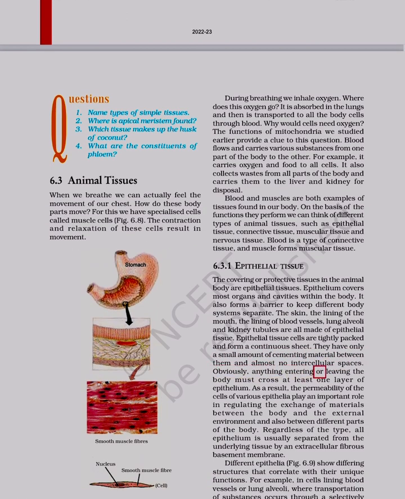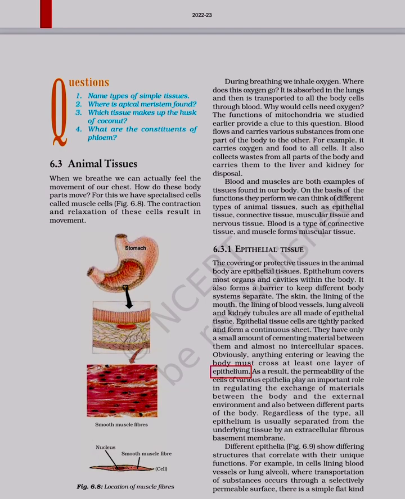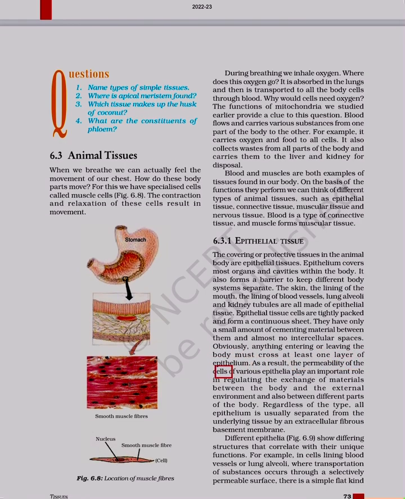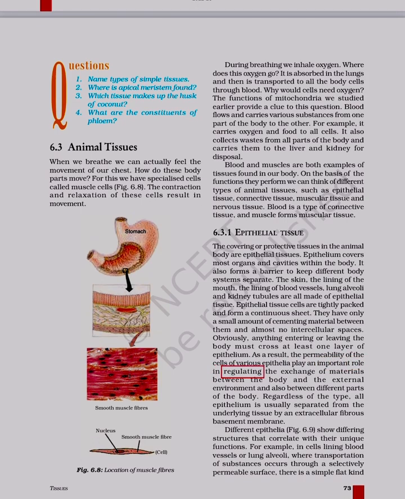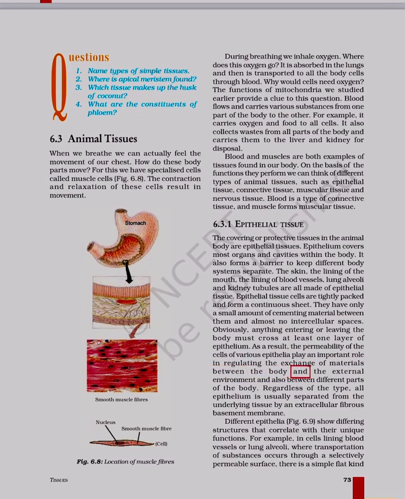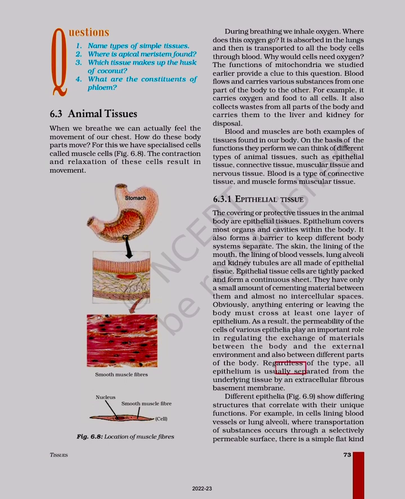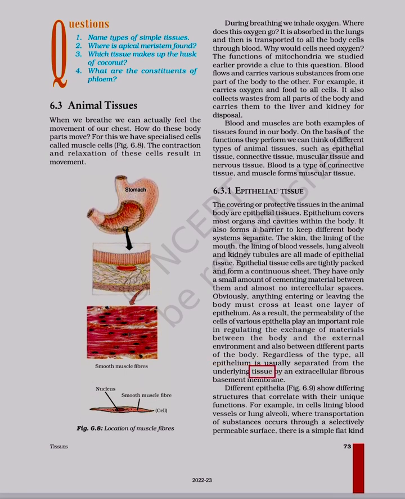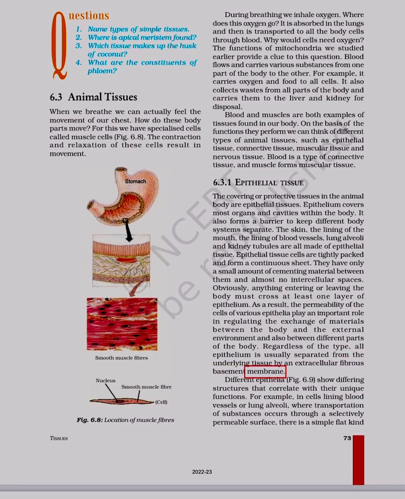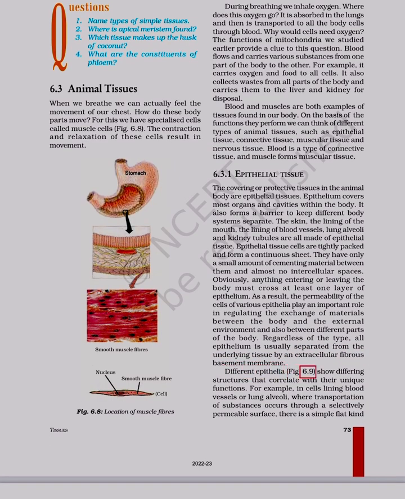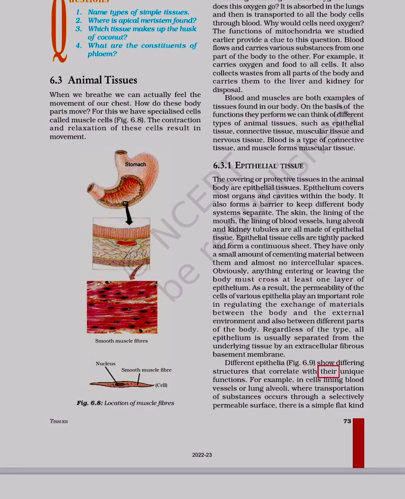Obviously, anything entering or leaving the body must cross at least one layer of epithelium. As a result, the permeability of the cells of various epithelia plays an important role in regulating the exchange of materials between the body and the external environment and also between different parts of the body. Regardless of the type, all epithelium is usually separated from the underlying tissue by an extracellular fibrous basement membrane. Different epithelia, figure 6.9, show differing structures that correlate with their unique functions.